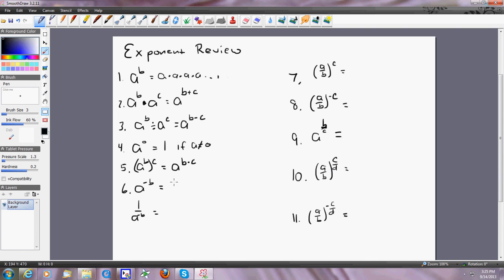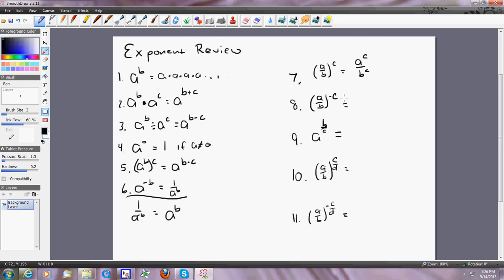A to the negative B is the same as 1 over A to the positive B, and 1 over A to the negative B is really A to the positive B. I didn't feel like calling 16 and 17 separately because they're pretty much the same. A over B to the C is A to the C over B to the C.